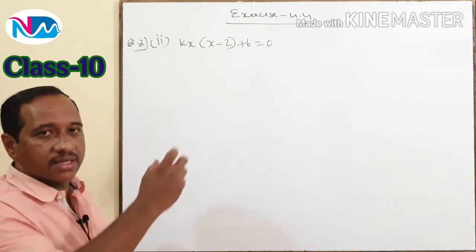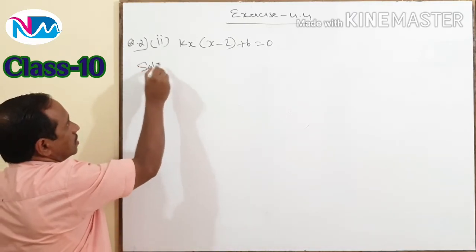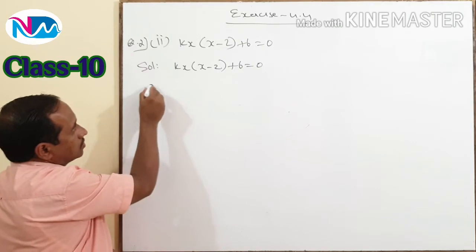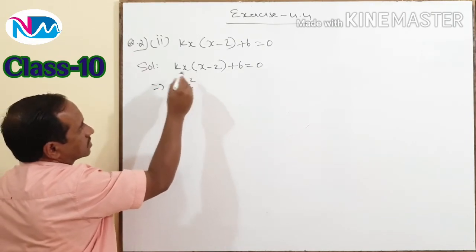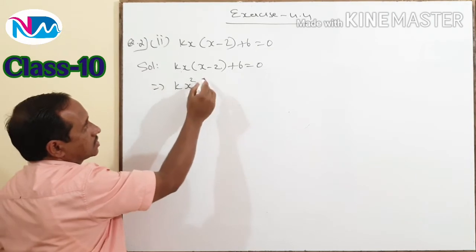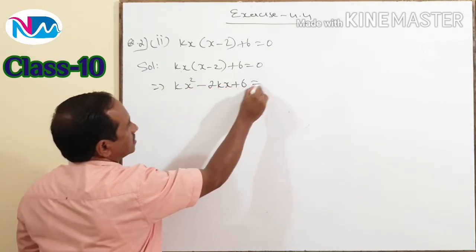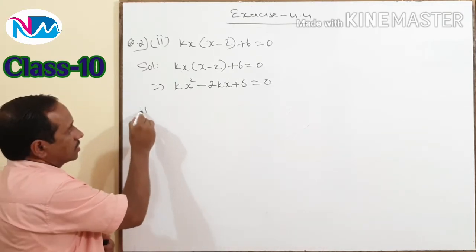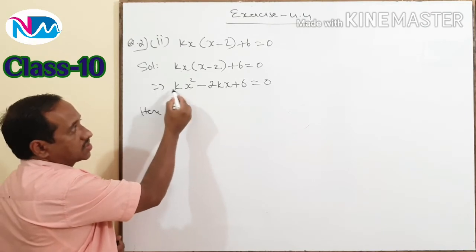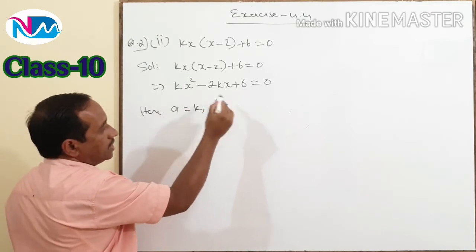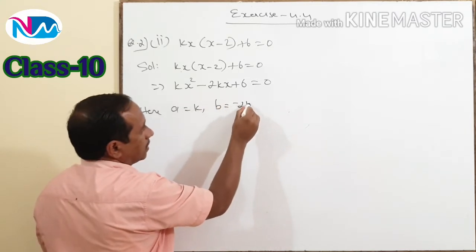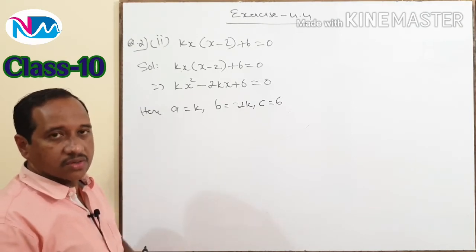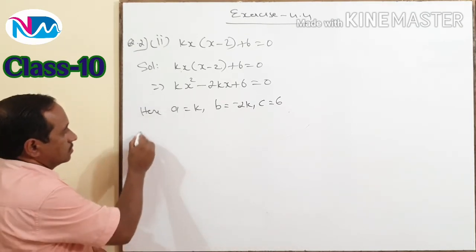So first of all, we will make it into the standard form. kx into x minus 2 plus 6 is equal to 0. That is kx into x, kx square, minus kx into 2, minus 2kx, plus 6 is equal to 0, which is the standard form. Comparing with the standard form, here a is equal to the coefficient of x square, that is k, b is equal to the coefficient of x, that is minus 2k, and c is equal to the constant term, that is 6.